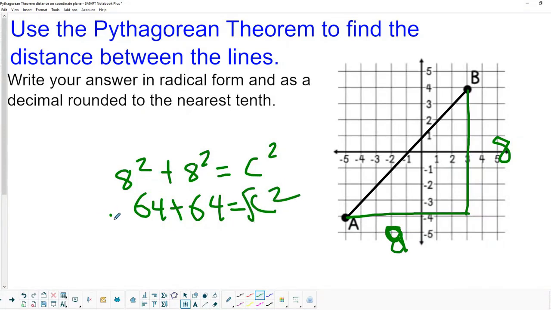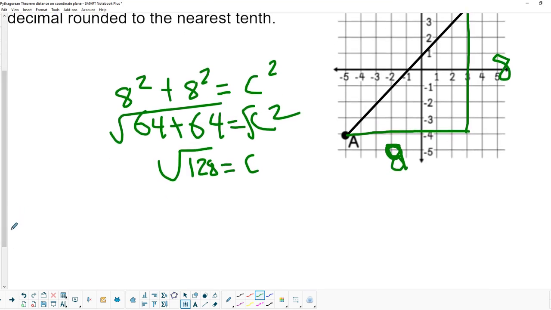And then we take the square root of both sides. We get the square root of 128 equals c. And then we do the square root of 128 using our calculator. 128 square root, and we get 11.31. So c equals 11.3. Okay, so 11.3 for c on that one.